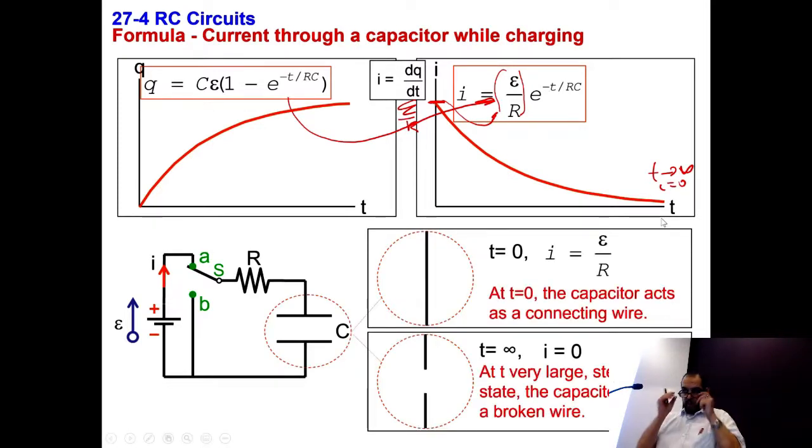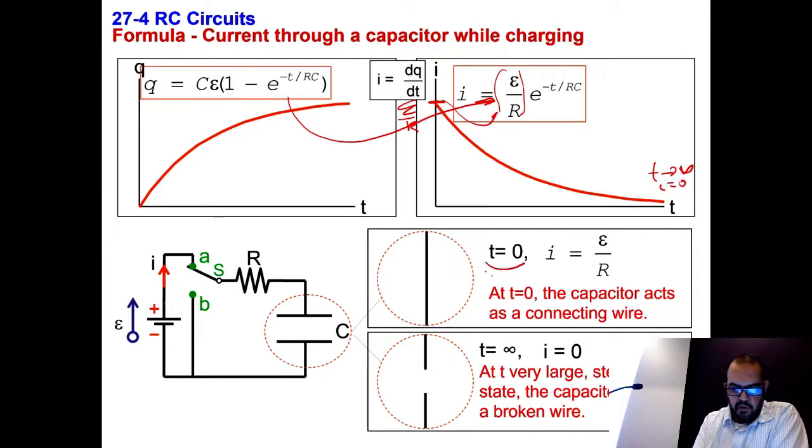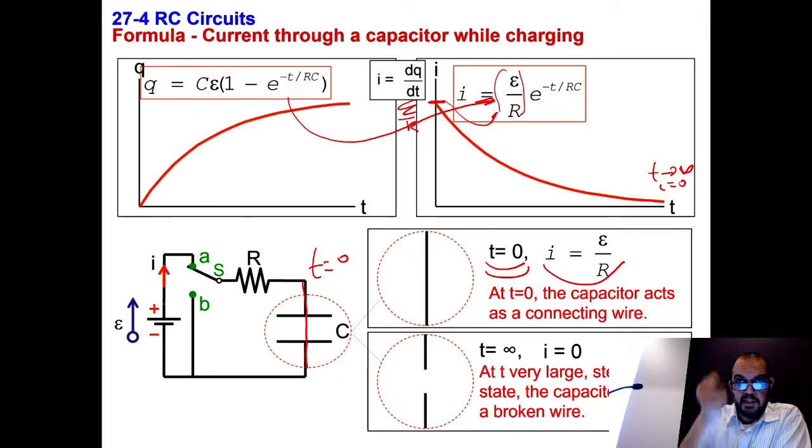Okay, now when you analyze a circuit and you are switching switches, these are very important remarks. At t equal to 0, things are happening very fast. You can assume the capacitor acts like a connecting wire. It's not there, but you can assume as if there is a connecting wire, and you can actually get the current. You have just the EMF and the resistance. The current is the EMF divided by the resistance R. This is at t equal to 0, just when you switch and you start charging the capacitor.